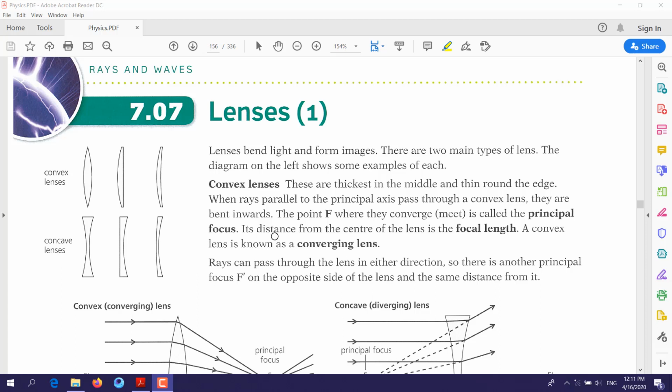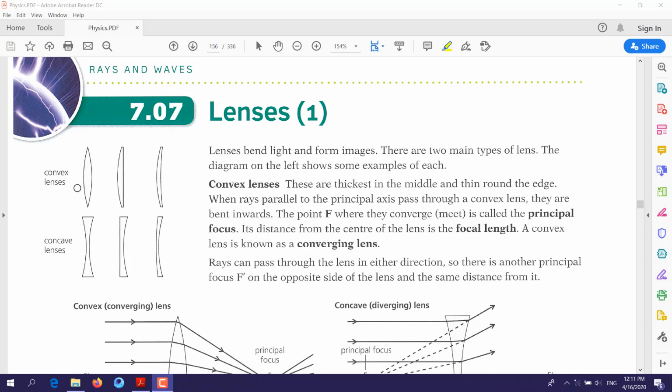Hello everyone. Our lesson today is about lenses. Lenses bend light and form images. Lenses are instruments or tools that can bend light. When they bend the light, they form an image.